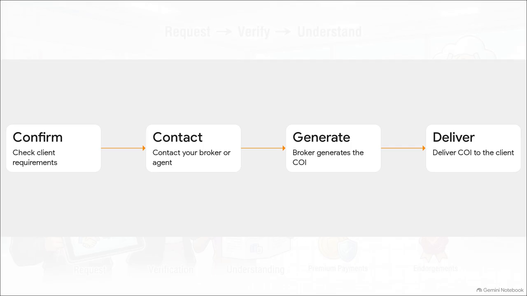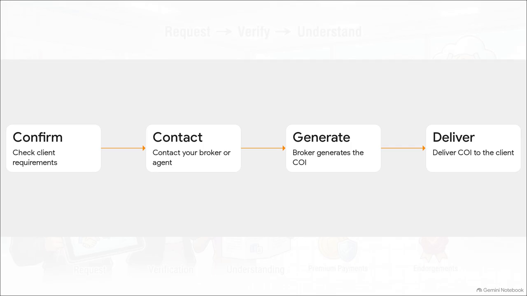Read their contract. What are the limits? Do they need special endorsements? Step 2, contact your insurance broker or agent and hand them those exact requirements. Step 3, your broker verifies your coverage against those requirements and generates the COI. And step 4, you or your broker deliver that finalized COI to the certificate holder, your client.